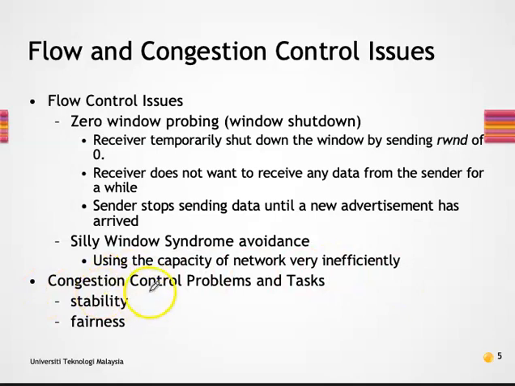So the congestion control problem and task is to give stability to the connection of the network, and also to give fairness, in which the average transmission rate of each connection must be equal, or at least each connection can get an equal share of the link bandwidth according to its specific usage.